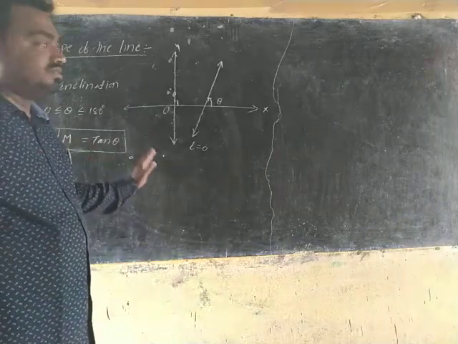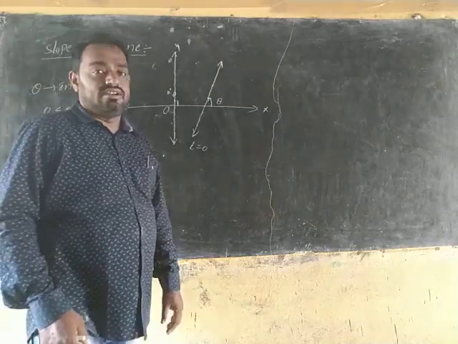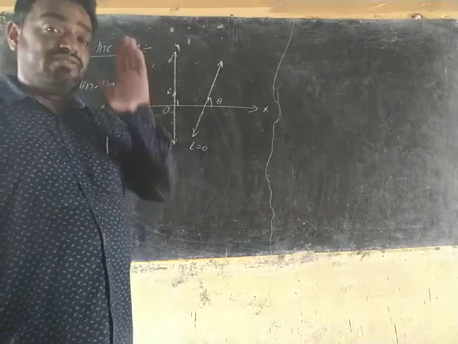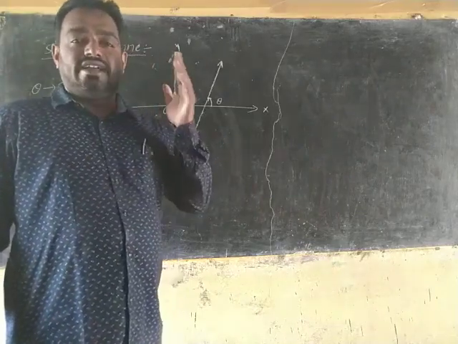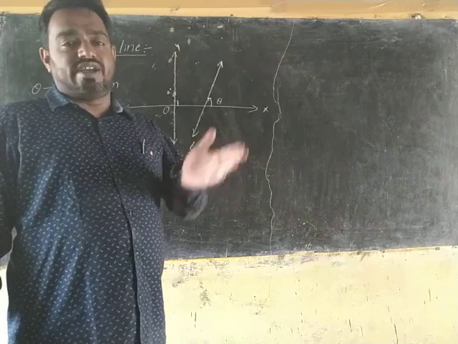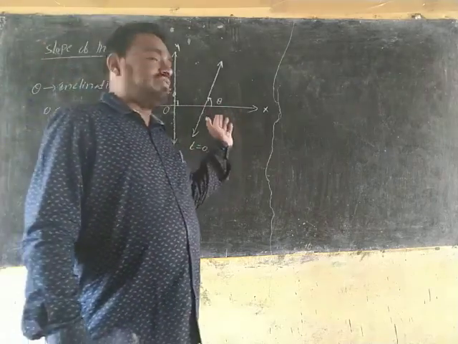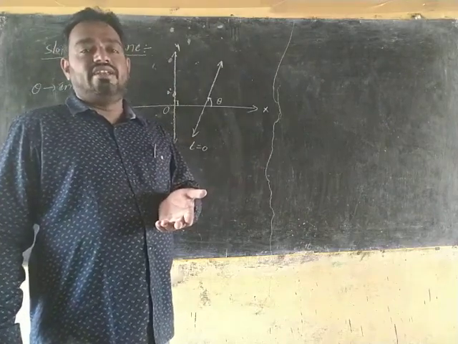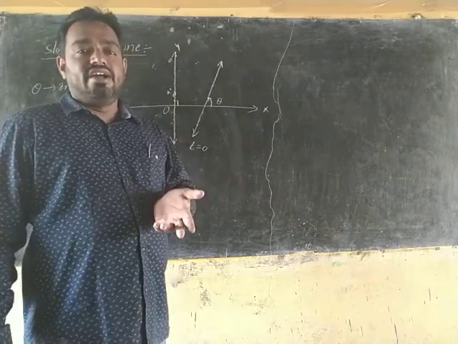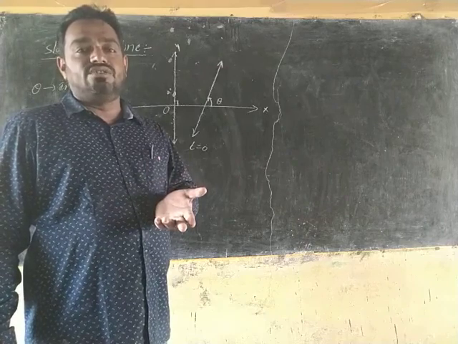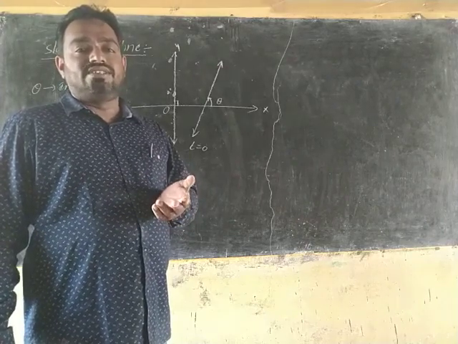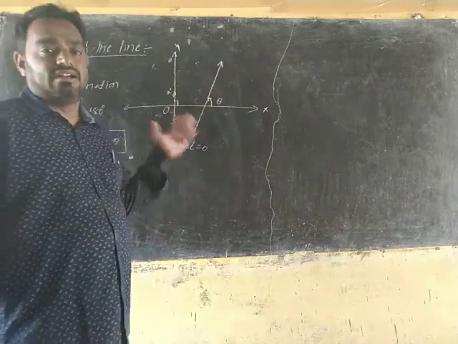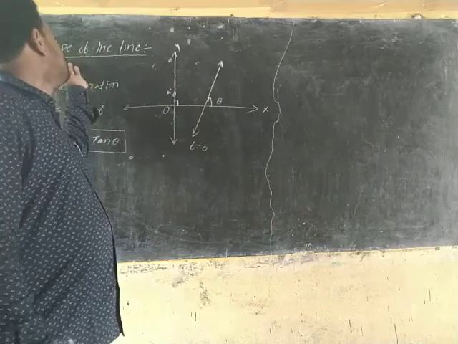Okay, so this is the definition of the slope of the line. Understood? What is the definition? A non-vertical line makes an angle theta with the positive x-axis measured in the anti-clockwise direction. Then theta is called inclination and tan theta value is called the slope of the line. Slope is denoted by m. Therefore m equals tan theta. This is the definition of the slope of the line.